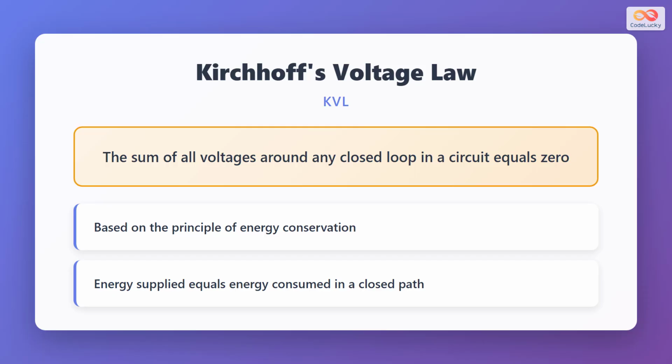Kirchhoff's voltage law states that the sum of all voltages around any closed loop in a circuit equals 0. This law is based on the principle of energy conservation. It means that the energy supplied by voltage sources in a loop must equal the energy consumed by the circuit elements in that same closed path. No energy is gained or lost as we traverse a complete loop.